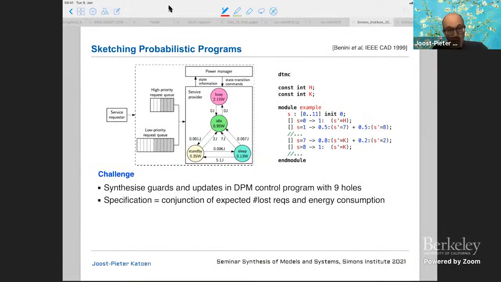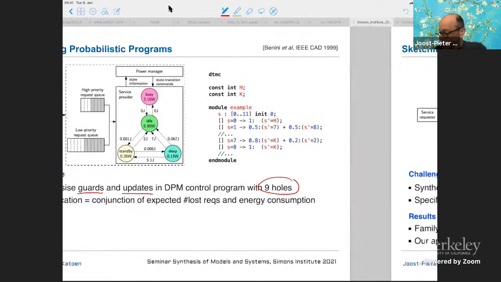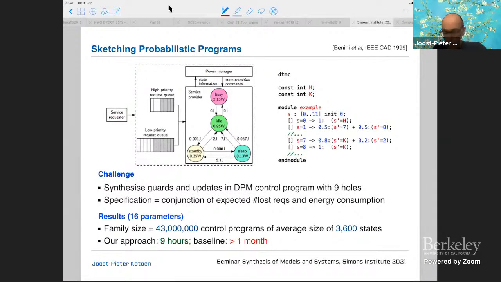So the challenge is that we are synthesizing guards and assignments in such a control program. This is a control program with a number of holes, so it's a program sketch where you start from, and the specification is what I said just before, a conjunction of expected number of lost requests and the energy consumption. Just to give you some numbers, in total, it's not 19, but I think 16 parameters, 43 million control programs. So the family consists of 43 million Markov chains, and each Markov chain is of this average size. Now, if you would do the naive approach by model checking every individual program, this would take you more than one month. And the combined approach that I presented will solve this in 9 hours.